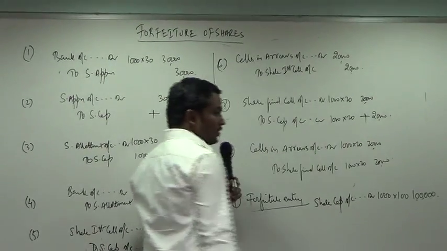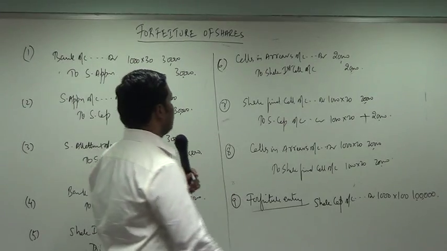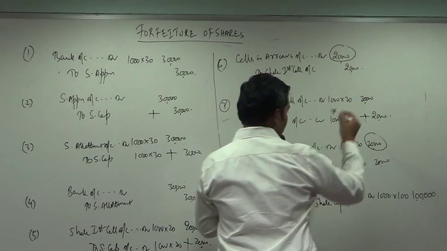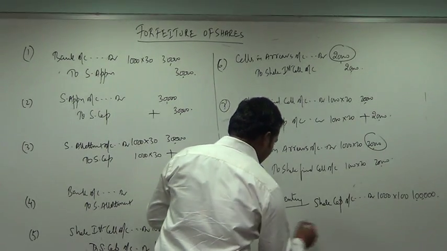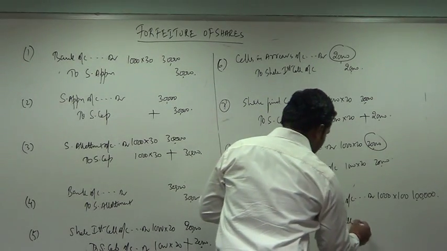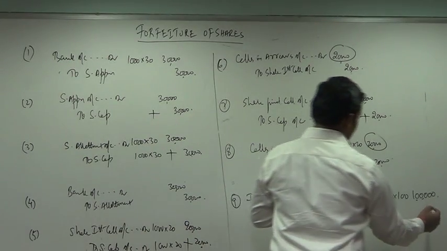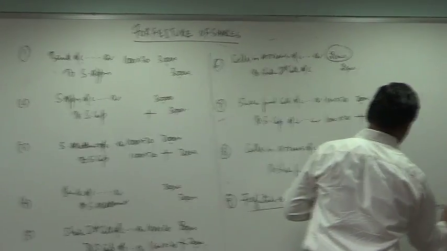Now, what else we have to cancel? Calls in arrears 20,000 and calls in arrears 20,000. 40,000 we have to cancel. 2 calls in arrears, 40,000.